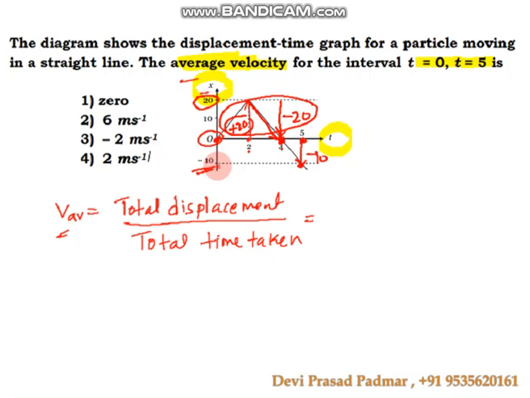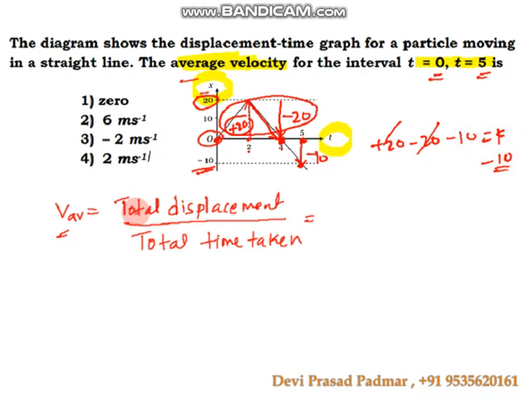That means within 5 seconds, from 0 to 5 seconds, what is the total displacement now? First, here to here is plus 20, here to here minus 20, so this becomes 0, and again from 4 to 5 seconds it is moving from here to here, that means minus 10. If you want to calculate total displacement, plus 20 minus 20 minus 10, so what do you get? Total displacement will be equal to minus 10.